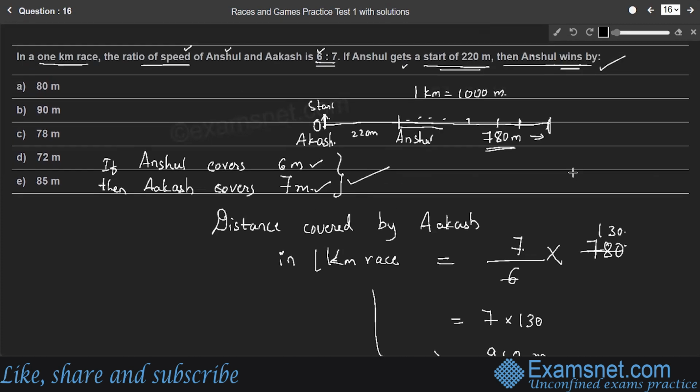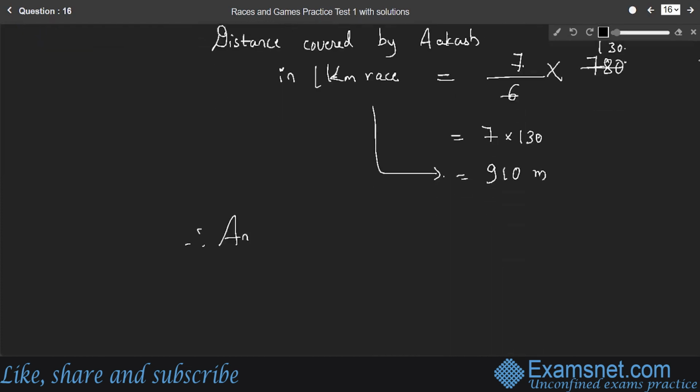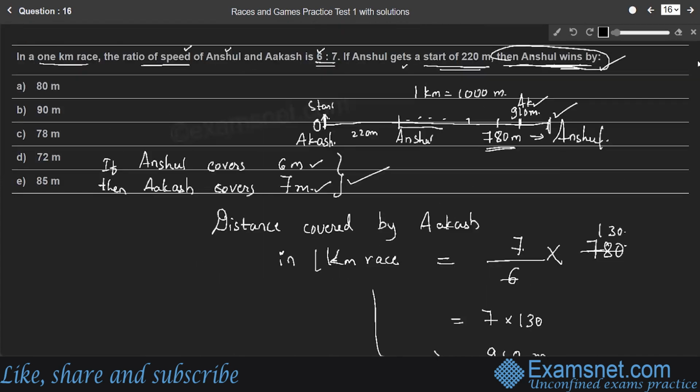910 meters means somewhere here. Here will be Akash when Anshul reaches its destination. So he covers 910 meters of distance when Anshul reaches the destination. Therefore, come back to the question, Anshul wins by 1000 meter minus 910, which is 90 meters. Anshul wins by 90 meters. Option B is the right answer.